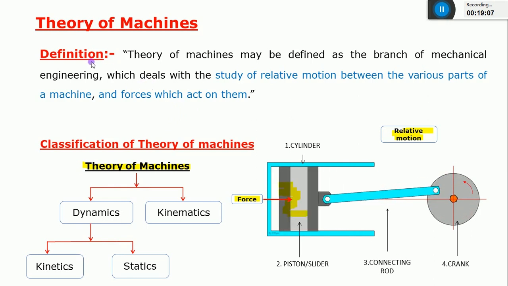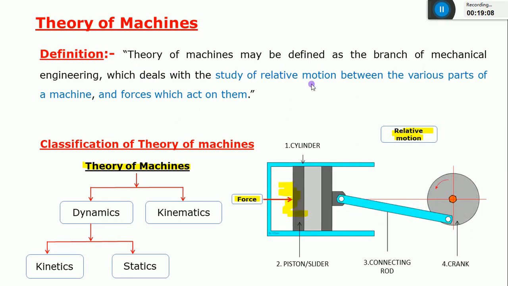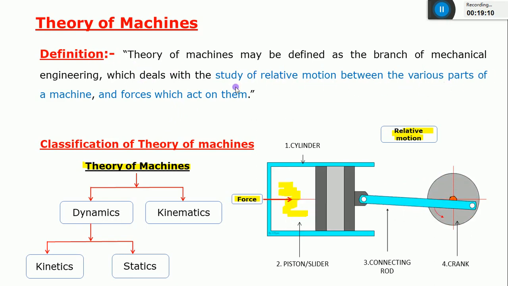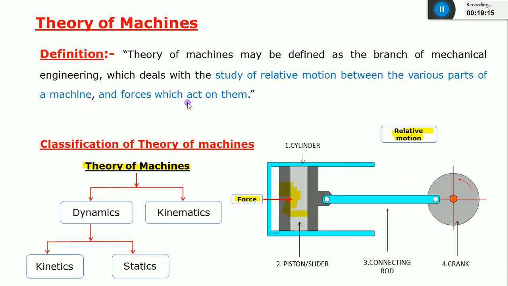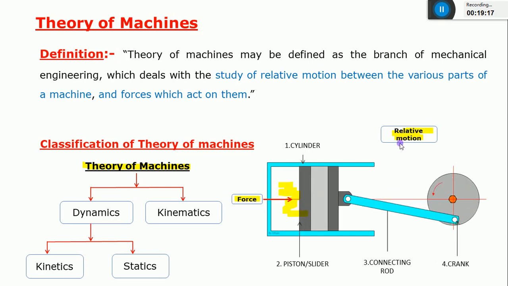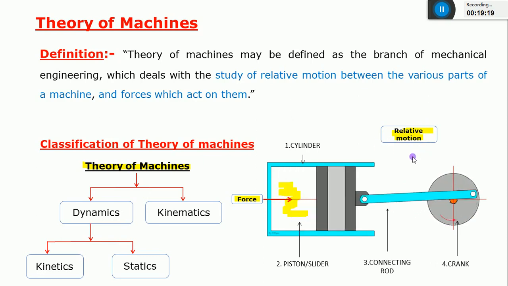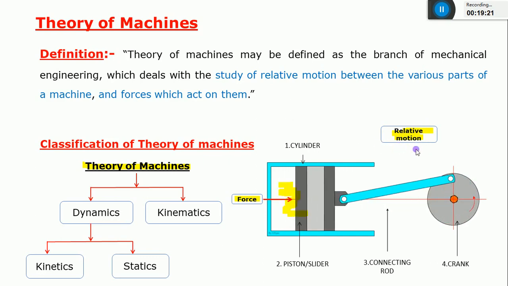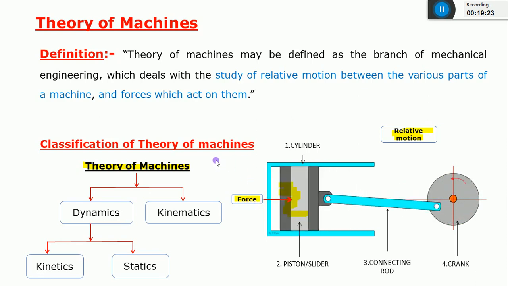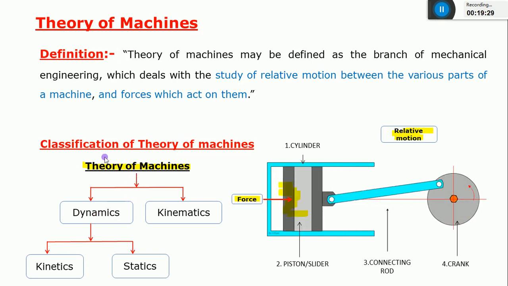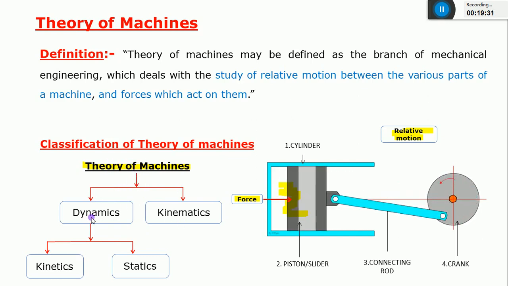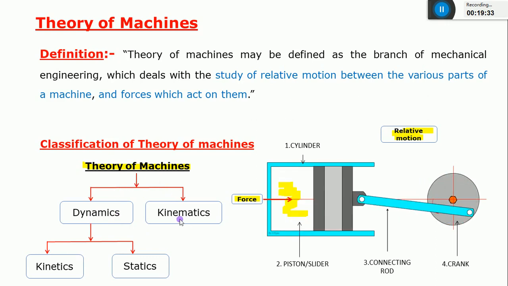If you want, you can take this definition. This is a study of relative motion between various parts of a machine, as well as a study of forces which act on them. There are two keywords. If you remember these two keywords, relative motion and force, that will become the definition of theory of machines. And this theory of machines has two parts, two classifications you can say: one is dynamics and one more is kinematics.